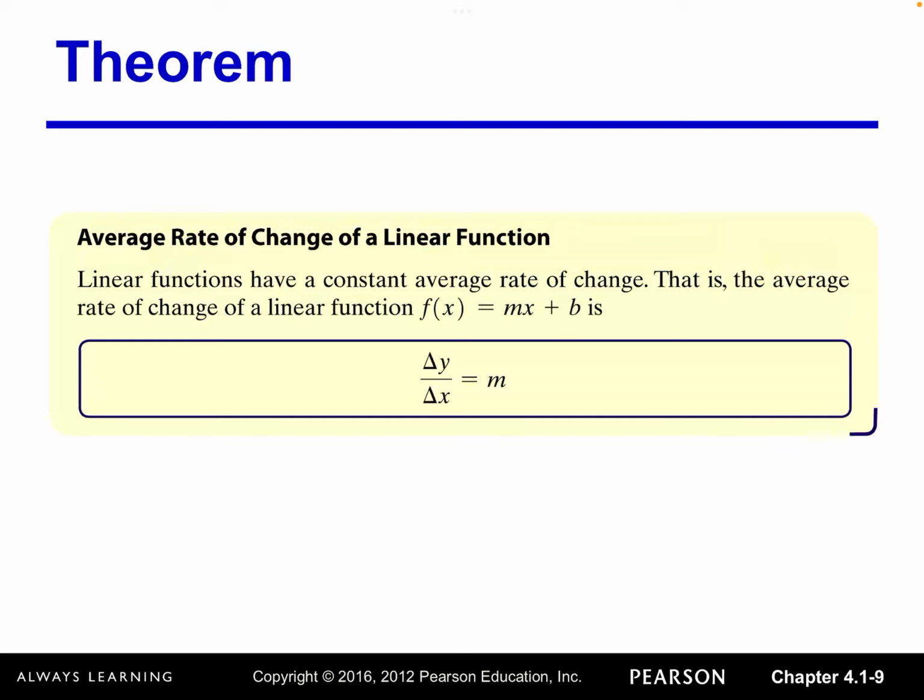All right, so we already learned the slope before. Now we introduce another concept. It's called the average rate of change of a linear function, okay, which is the slope of the line. But if there's another function that is not a linear function, we can also calculate average rate of change.